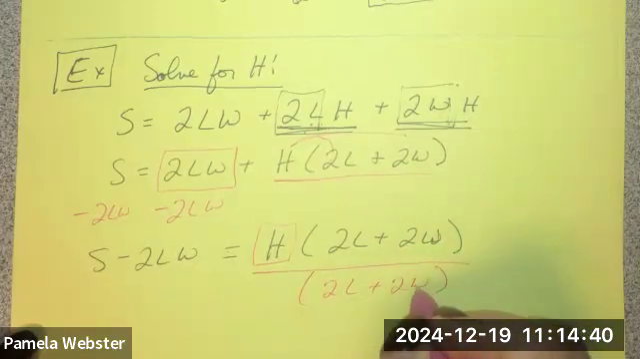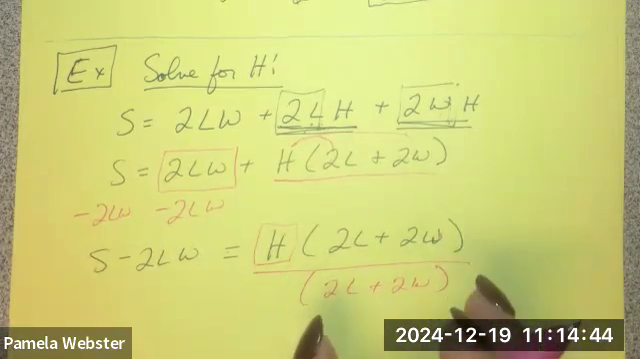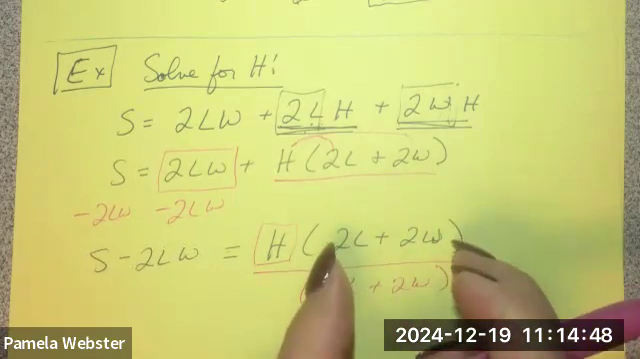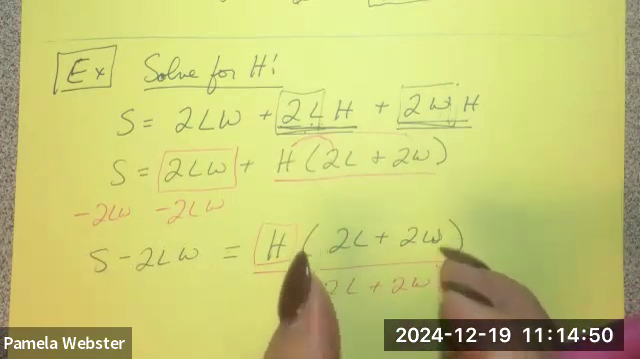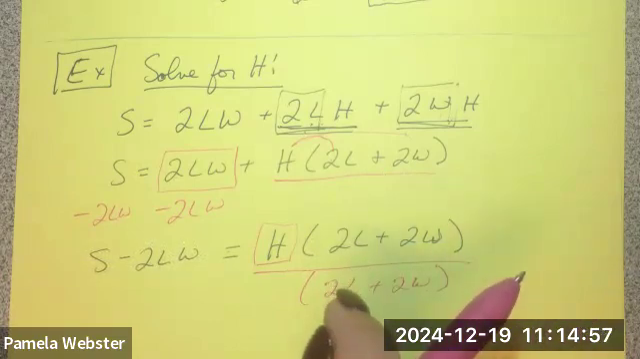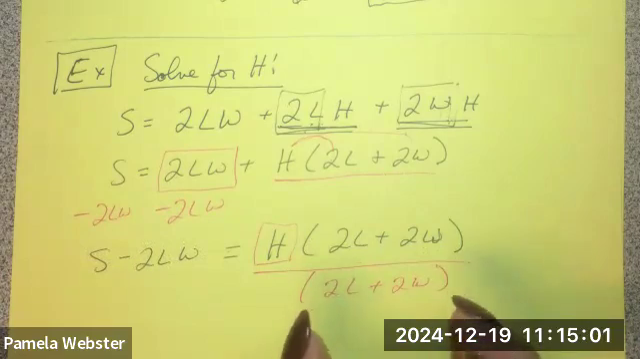It's important to realize that these things in parentheses are attached to each other. This plus sign inside of parentheses means this is one big thing, okay? It's got two terms in it, but it's one big guy. So whenever I go to divide him, this is not like divide by 2, divide by L. It's divide by 2L plus 2W. You've got to divide by the whole thing.